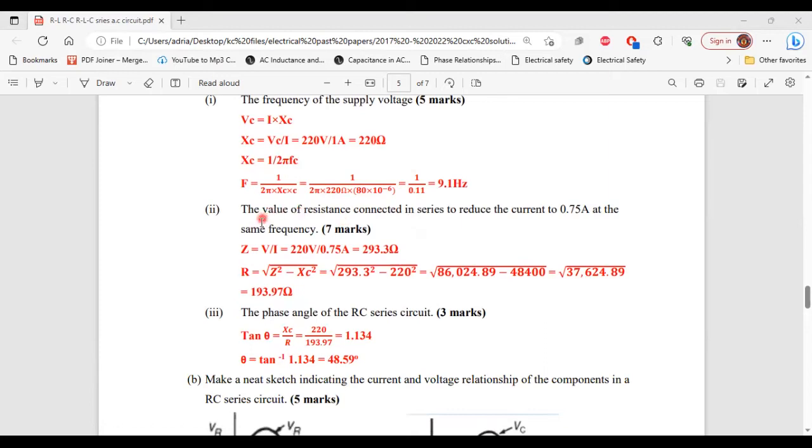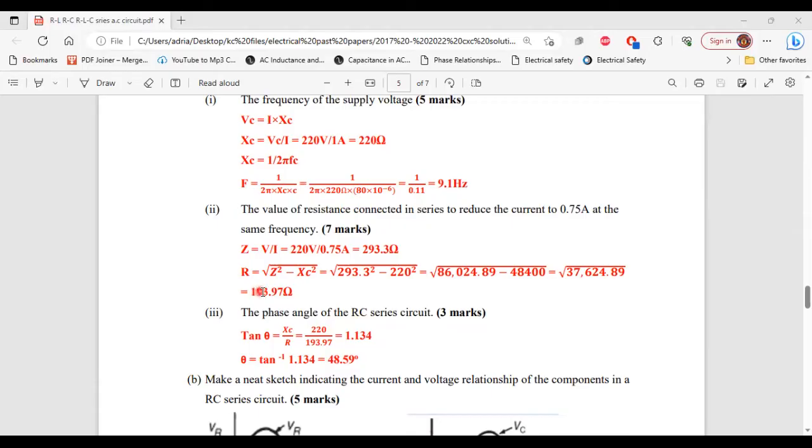For part 2, it says the value of resistance connected in series to reduce the current to 0.75 ampere at the same frequency. All right, so the first thing that we'll have to do is to calculate the impedance. So impedance Z is equal to the voltage divided by the current. That is 220 volts divided by 0.75 ampere, and that will give us 293.3 ohms.